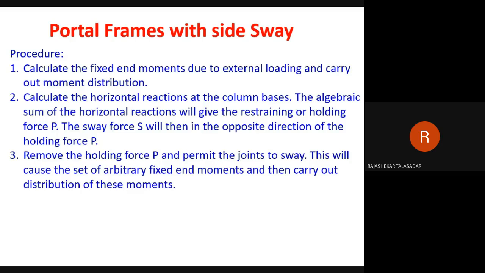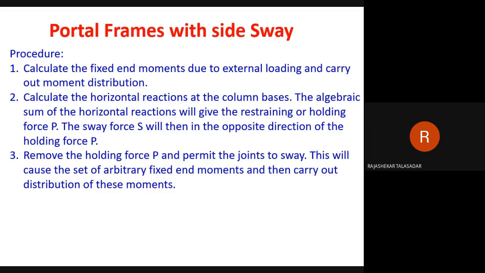Third step: remove the holding force P and permit the joints to sway. P is nothing but the force required to keep it in equilibrium. So you calculate the force required to keep it in equilibrium, but I don't want equilibrium. That means a force is there in the opposite direction of P, and that itself is called a sway. You have to allow it to sway. If you remove the force that is required to keep it in equilibrium, automatically the joints get swayed.